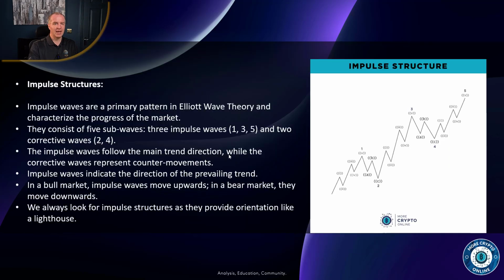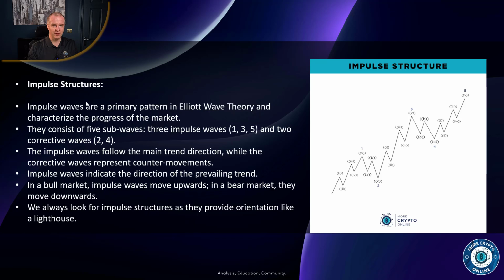Let's take a look at the impulse structures. You see it here on the right-hand side in a little bit more detail. Impulse waves are a primary pattern in Elliott Wave Theory. It is the pattern. We're always looking for impulses. If you're wondering why in my analysis I'm always looking for impulses, well, it is just the main pattern. It indicates where the trend is going. It is the cleanest pattern with very clear parameters, and it is the pattern that is really easy to trade.